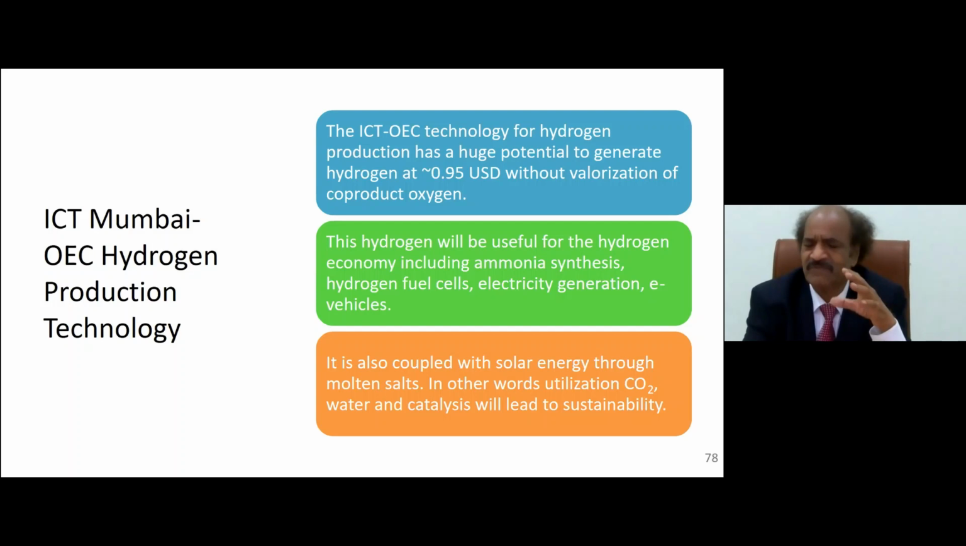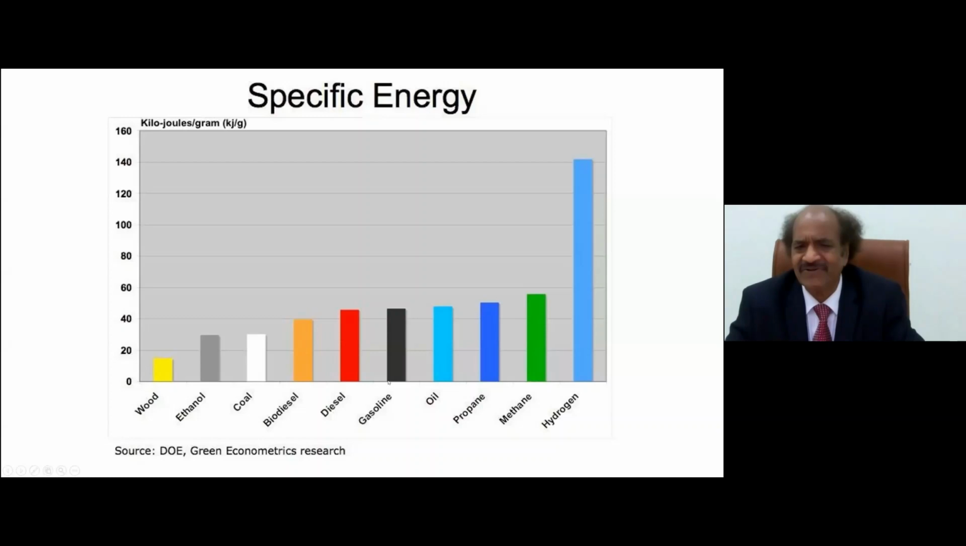We have done experiments and coupled that with solar energy, because our cycle, which is based on the copper-chlorine cycle, requires solar energy. So why hydrogen? Because hydrogen has the highest specific energy. It is better than anything else.